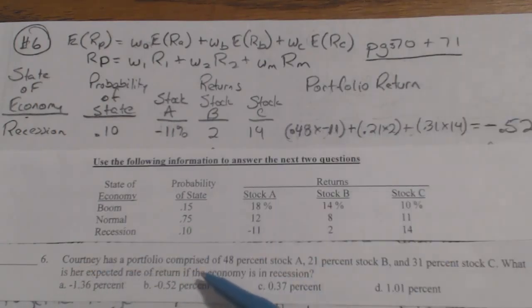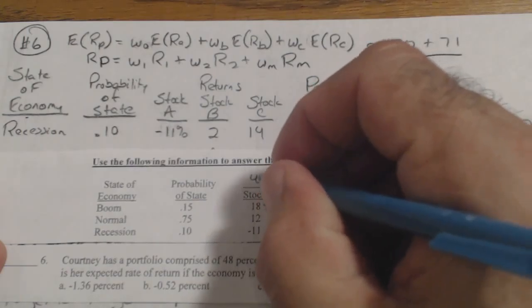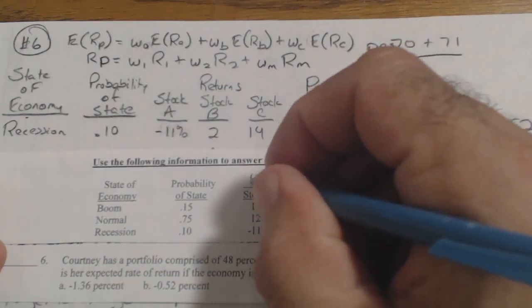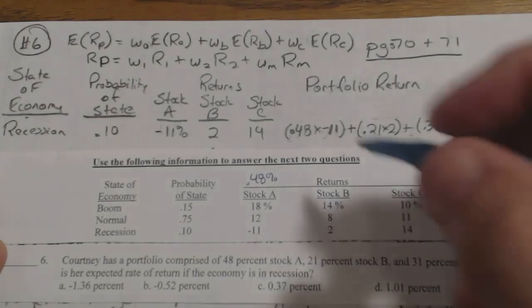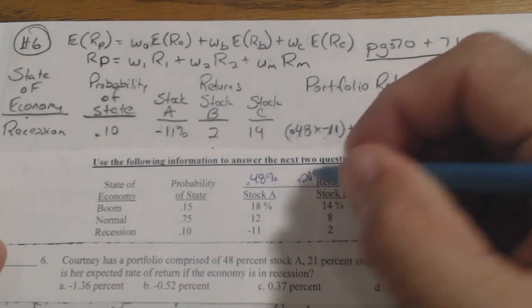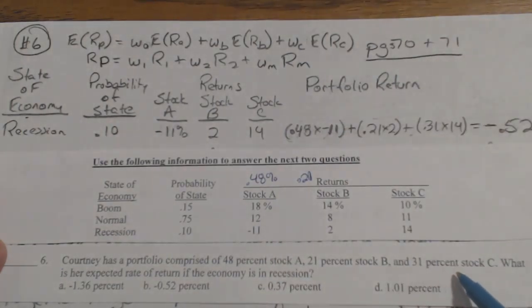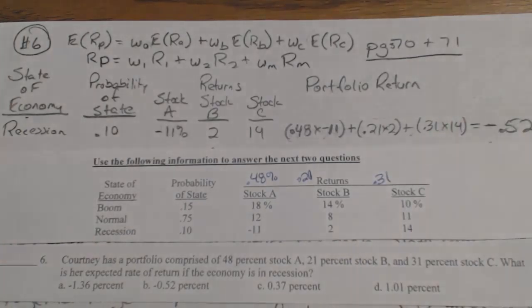Courtney has a portfolio comprised of 48% stock A, so stock A is 48%, let's put that right there, which is 0.48. Stock B is 21%, 0.21 we'll put, and stock C is 31%, 0.31. What is her expected rate of return if the economy is in a recession?